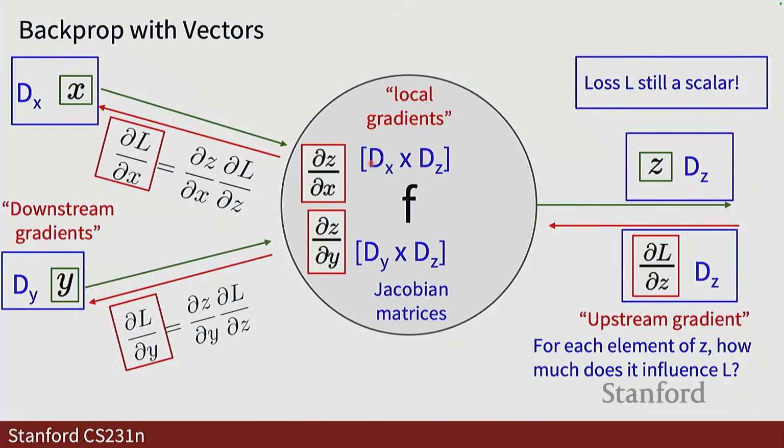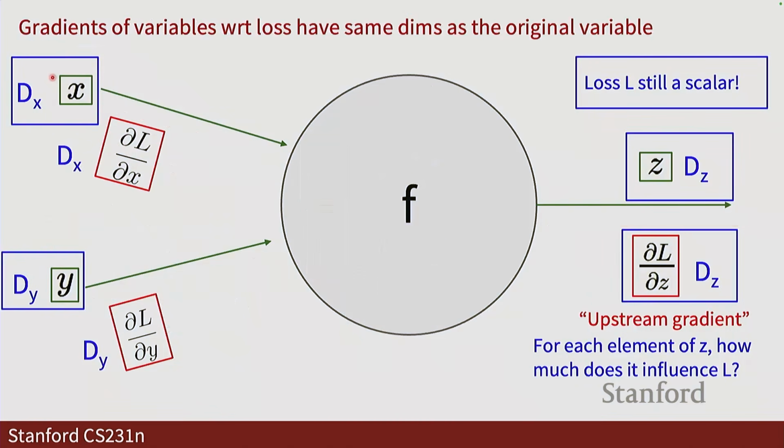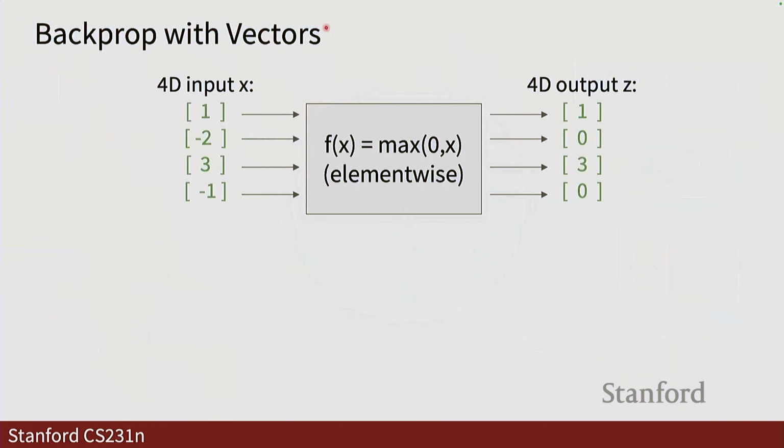And then this results in downstream gradients that are multiplication of upstream and the local gradient. And there we get same size as the input x itself. So we will have a vector again here because the input was a vector, same size in terms of the gradients. I just mentioned that gradients of variables with respect to loss always have the same dimensionality as the original variable itself, as also shown in this slide.